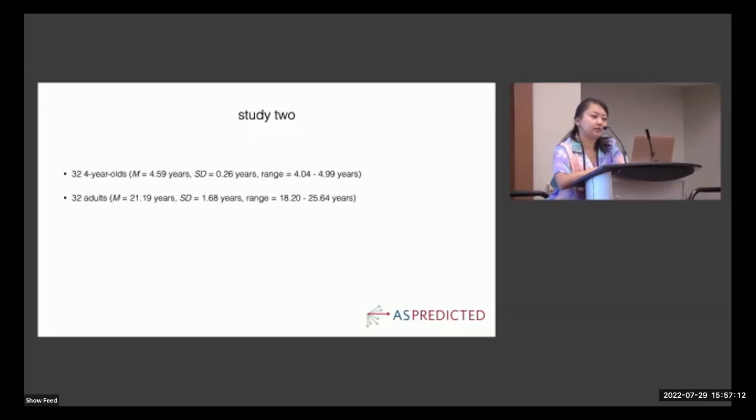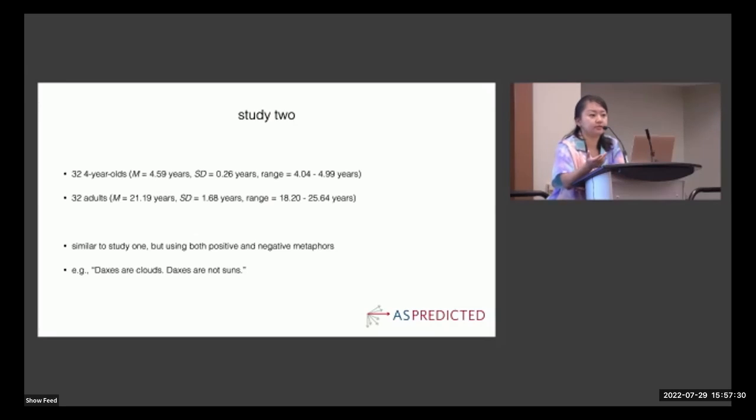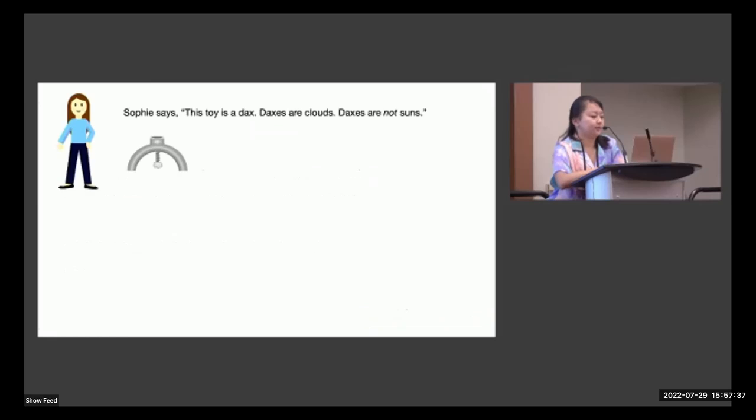We ran another set of 32 4-year-olds and 32 adults, and it was almost identical to study 1, but we had 2 utterances. We had a positive metaphor and a negative metaphor, where we said something like, DAXes are clouds, DAXes are not suns. So here they really had to attend to the entire utterance and couldn't just make a brute association.